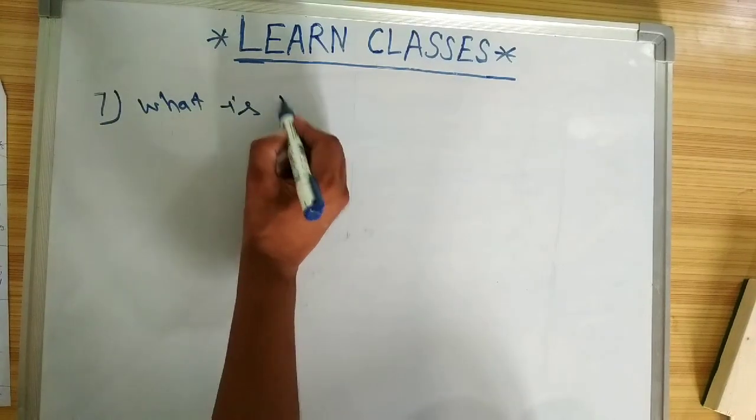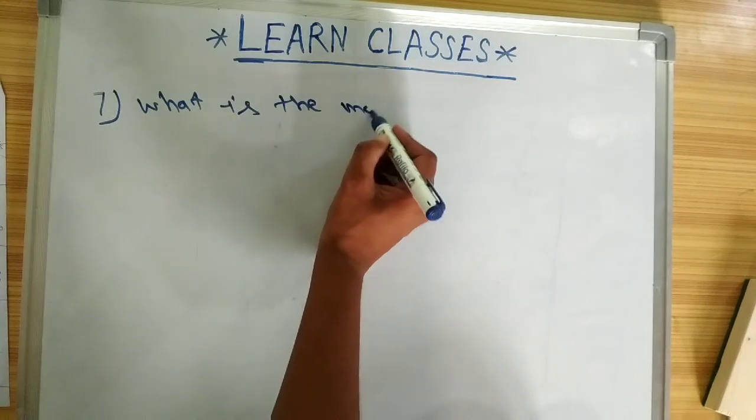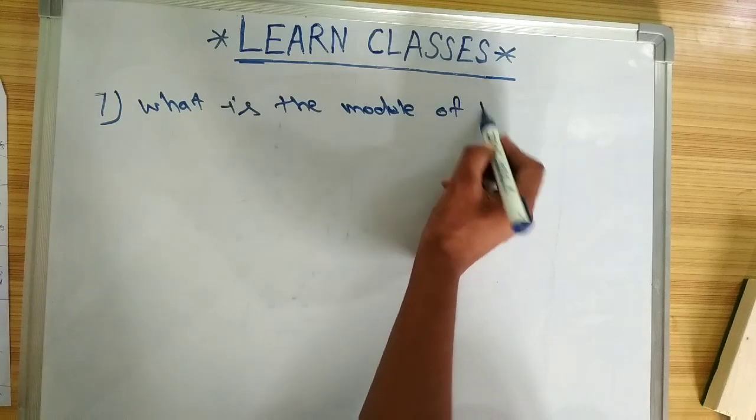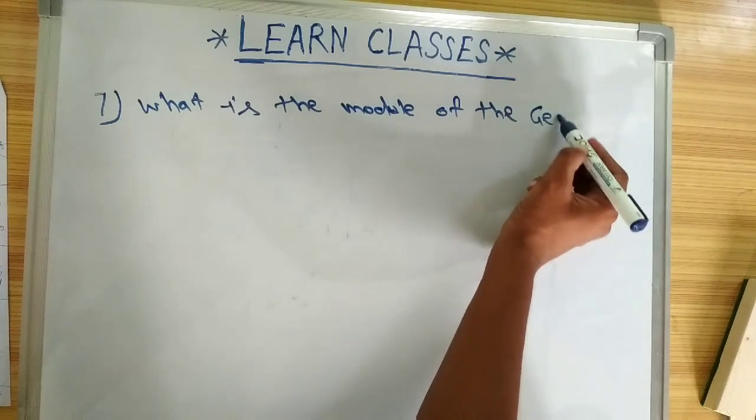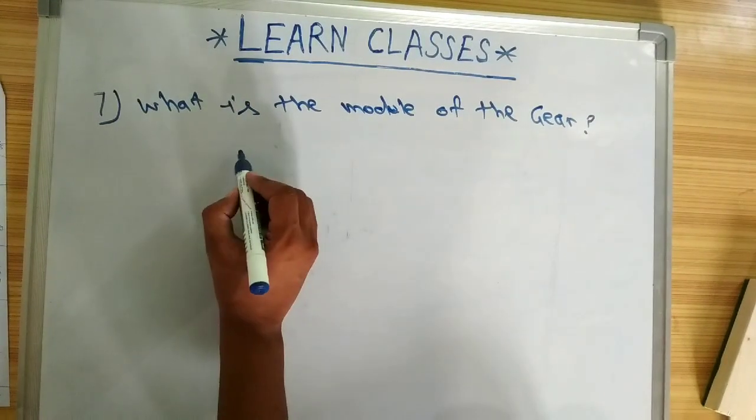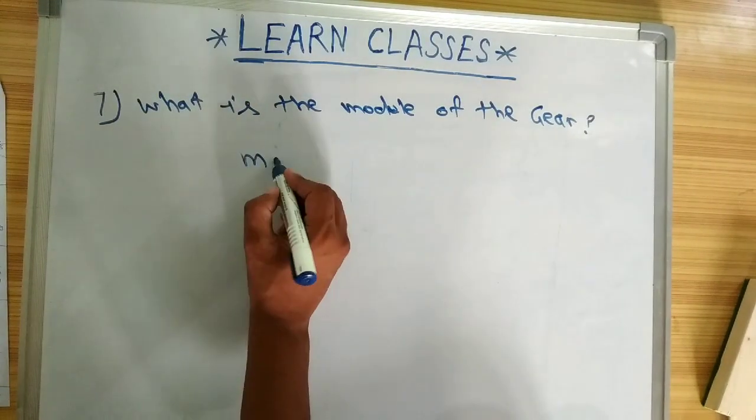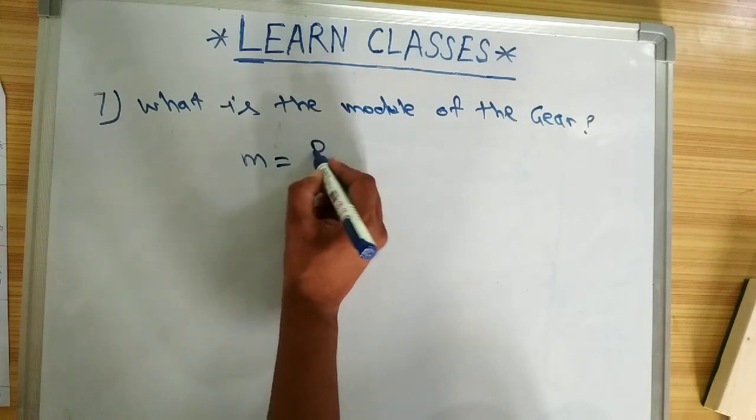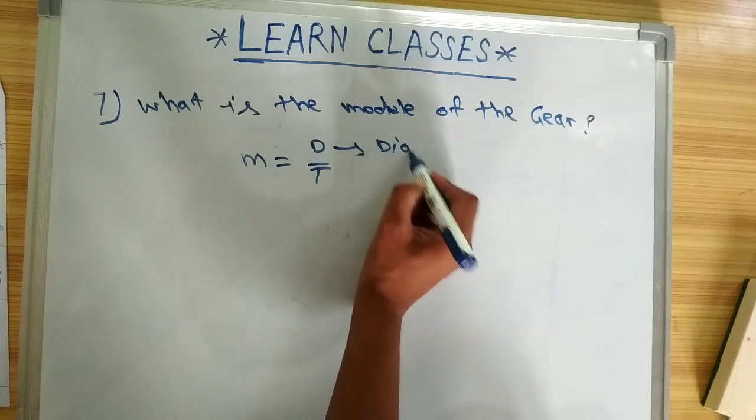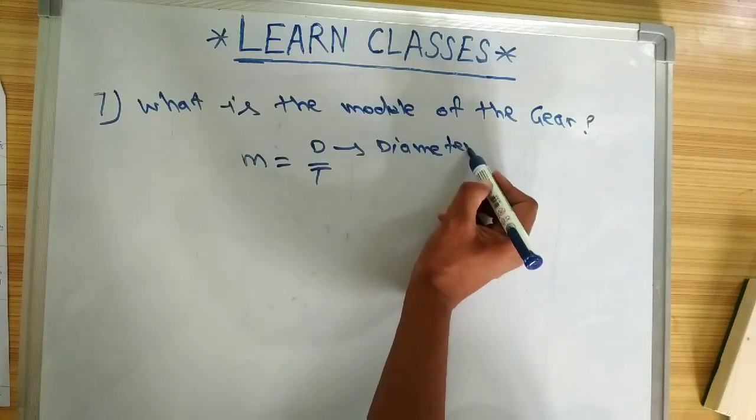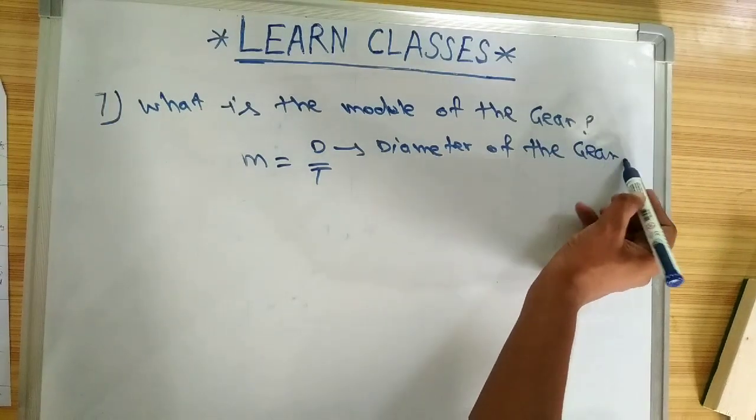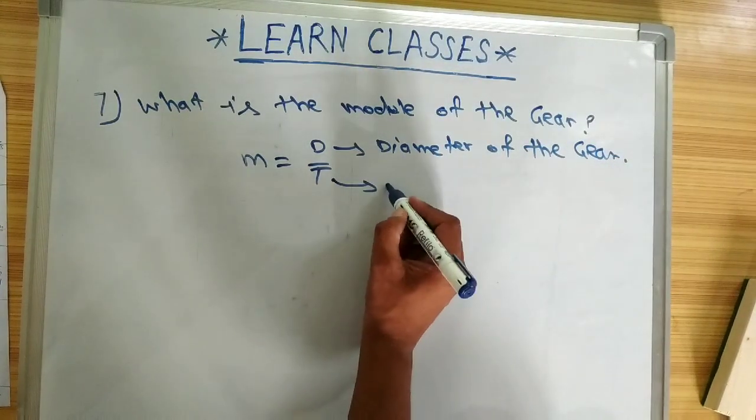What is the module of the gear? Module is denoted by M and module is equal to D by T, where D is the diameter of the gear and T is the number of teeth.